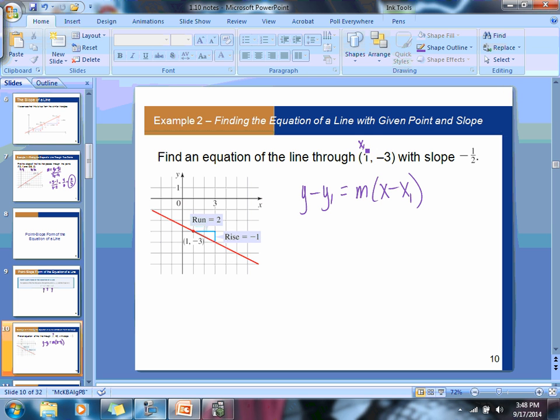So this will be x1, y1 for my ordered pair. So I'm going to have y minus a -3, so that's going to be +3. My slope is -1/2. And I'm going to have x minus 1.